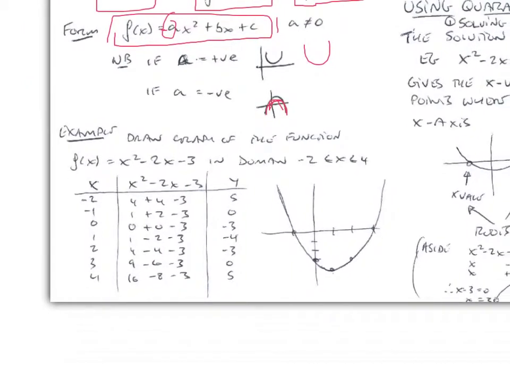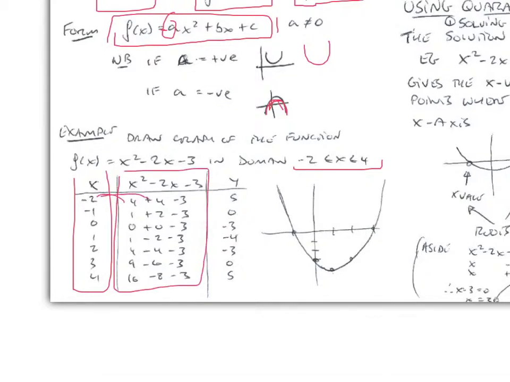So here's an example here. Draw a graph of the function f of x equals x squared minus 2x minus 3 in the domain of inputs between minus 2 and 4. Okay, so write down your x, write down your function, and sub x in where you see it, and you get your y values. So your x and your y gives you your ordered pairs, which you would plot to get a parabolic curve that looks something like that.